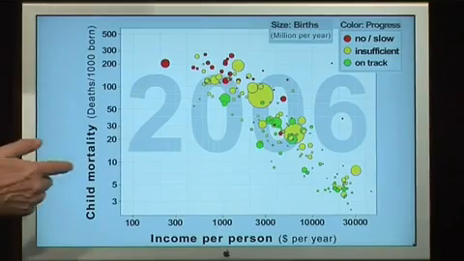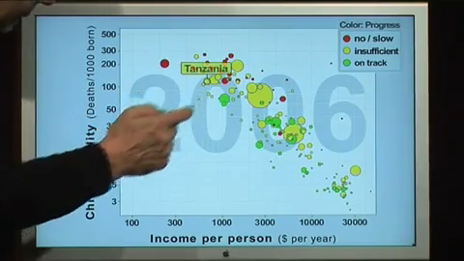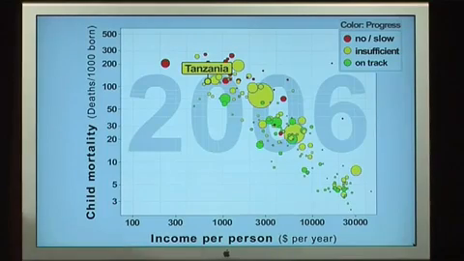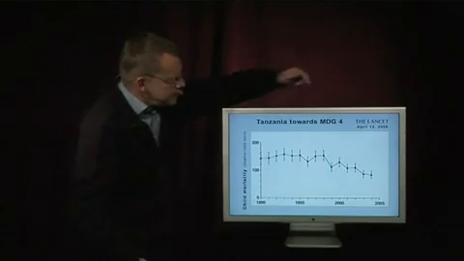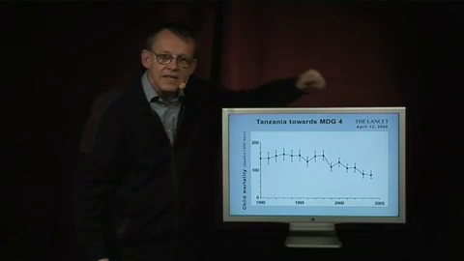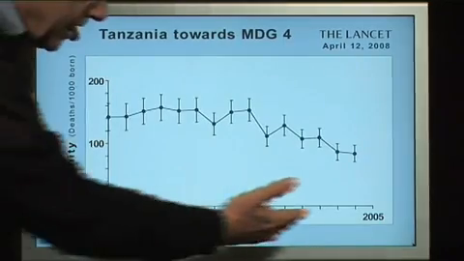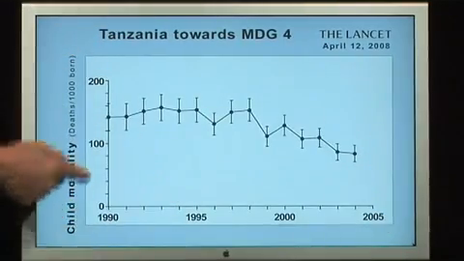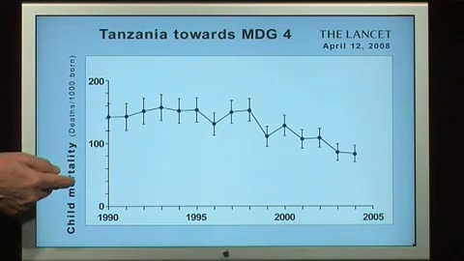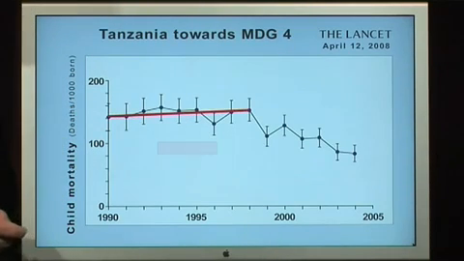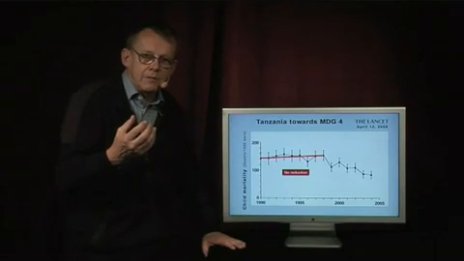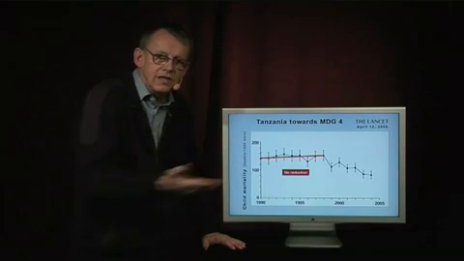Now, there's a good news. Look at this country here. Tanzania, according to the measurement from 1990, has insufficient reduction. But I'll show you a more detailed study. Look here. This is published in The Lancet, the main medical journal, in April this year. And it shows on this axis the years from 1990, and here it shows child mortality. And Tanzania, indeed, during the first 9 years of Millennium Development Goal measurements, did not reduce at all. It was a red country.